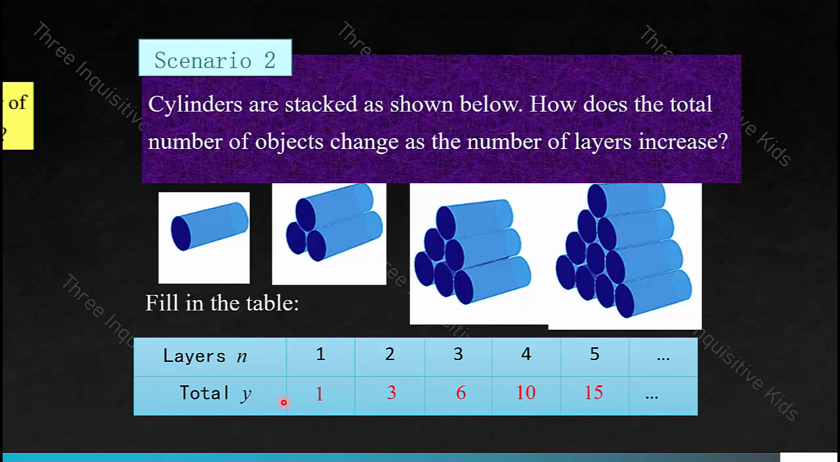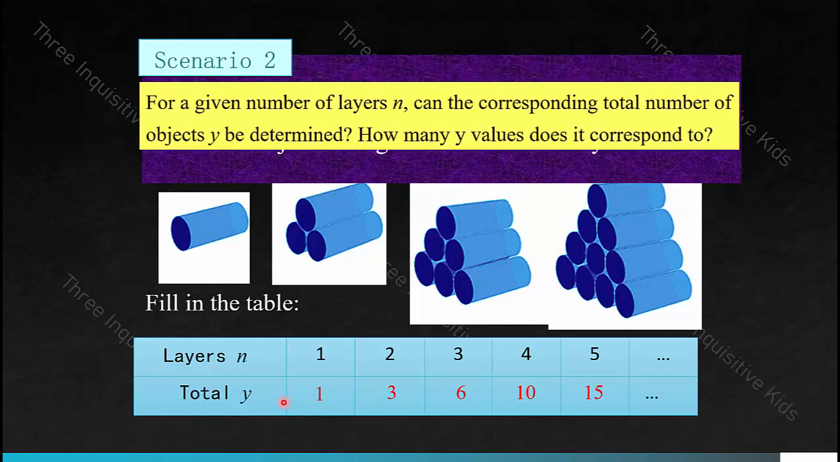So what's the pattern here? For a given number of layers n, can the corresponding total number of objects y be determined? And how many y values does each x value correspond to? What this is asking is, if I give you any value for n, can you give me a value of y that corresponds to it? And is there only one value that can correspond to it as its y, or can there be multiple?